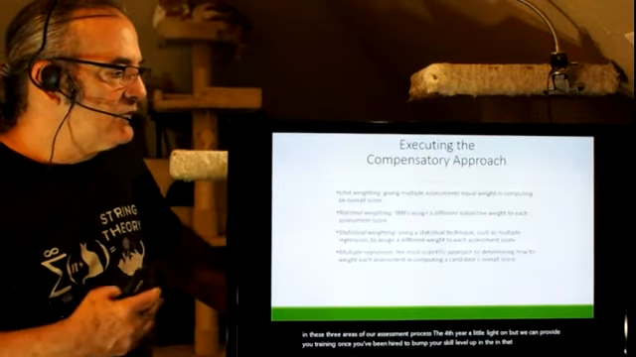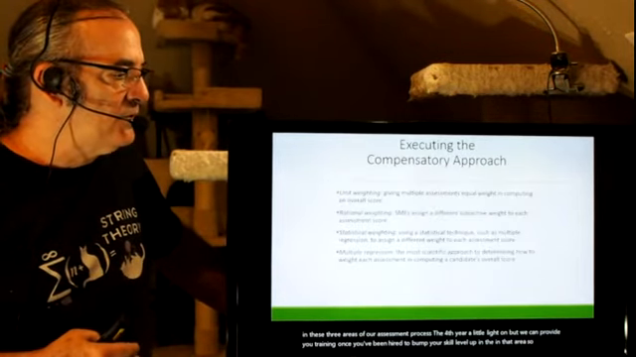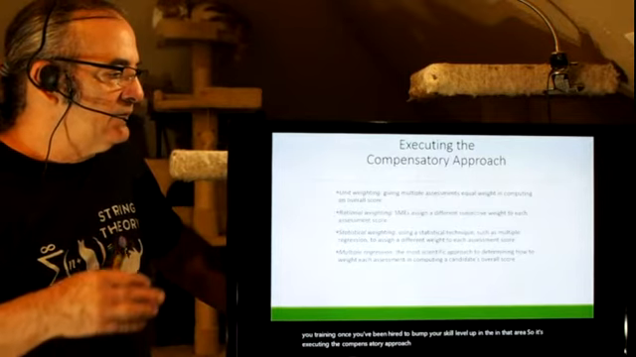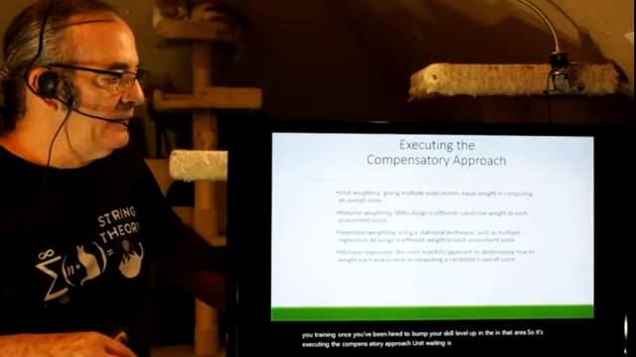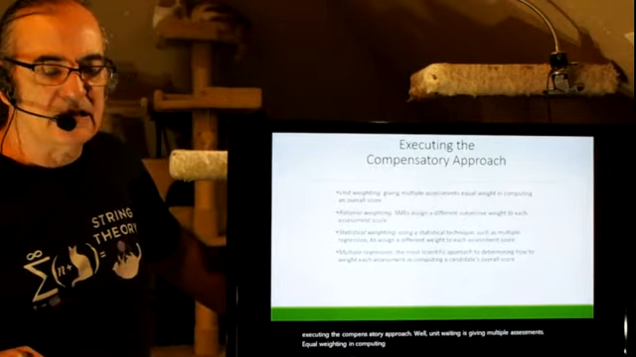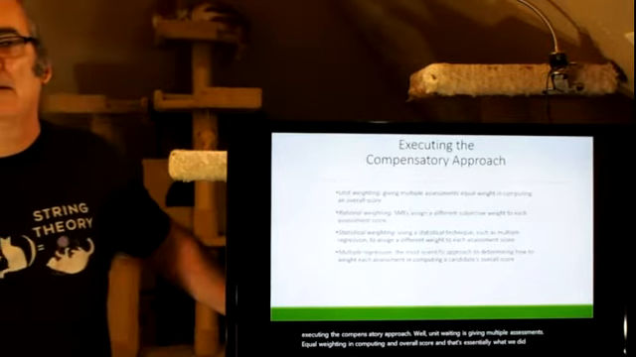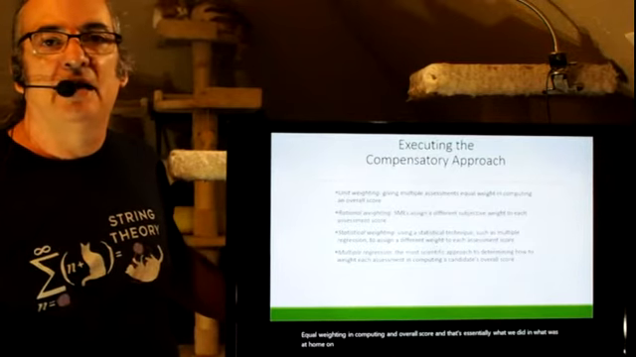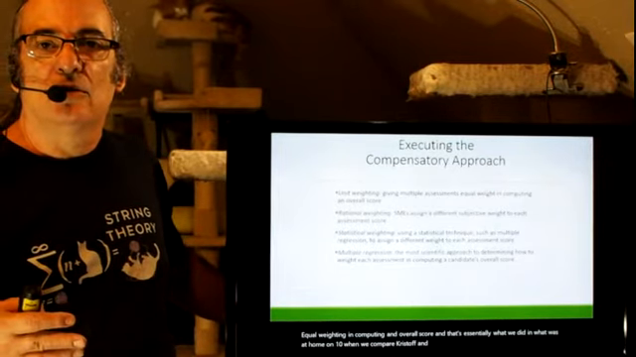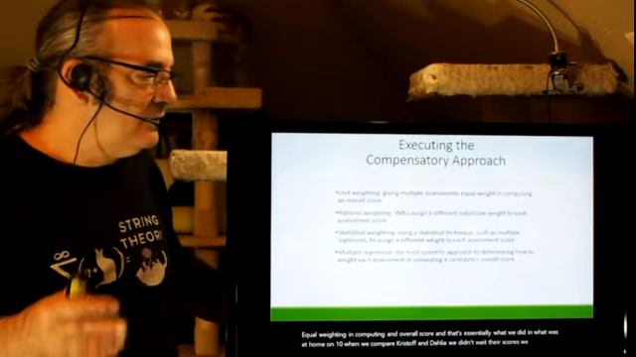Right? So executing the compensatory approach, well, unit weighting is giving multiple assessments equal weighting and computing an overall score, and that's essentially what we did in homework 10, when we compared Christoph and Dahlia. We didn't weight their scores, we just computed them to z-scores, right?